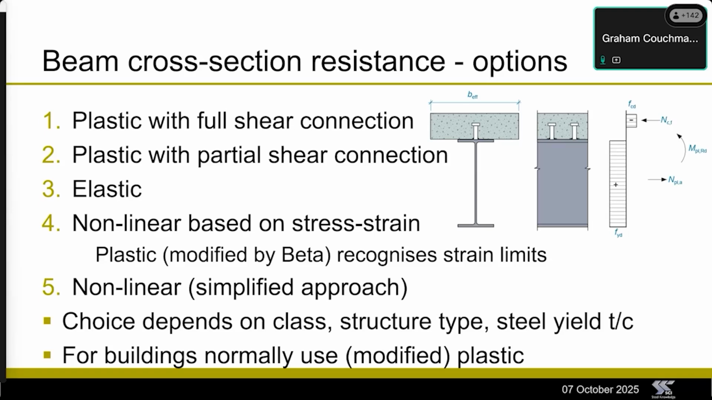For buildings, most rolled sections that you're going to be using in a composite beam in the UK are going to be class 1 or 2. If it's a fabricated section, it's probably going to be class 1 or 2 as well, which is why we're always looking at plastic. Things to do with stress strain. There are a couple of ways of dealing with it, which is my next slide.